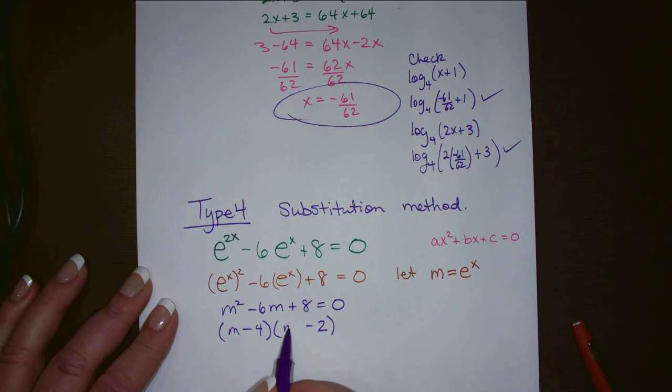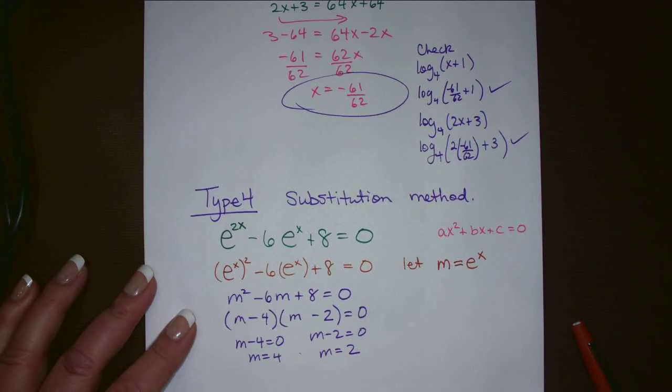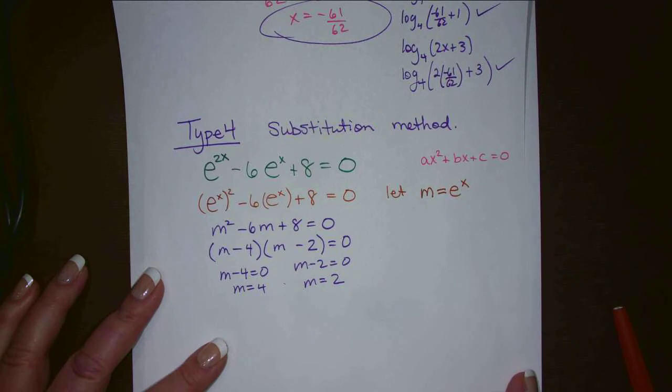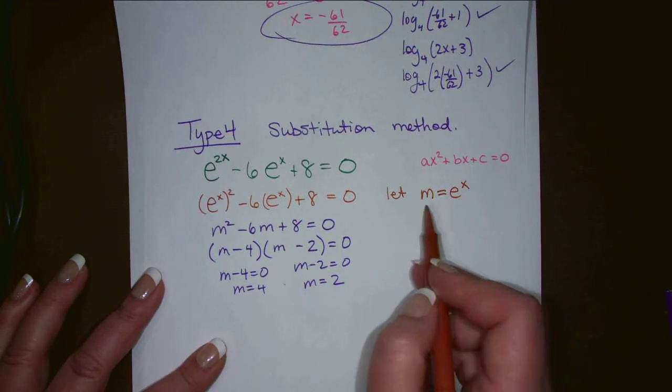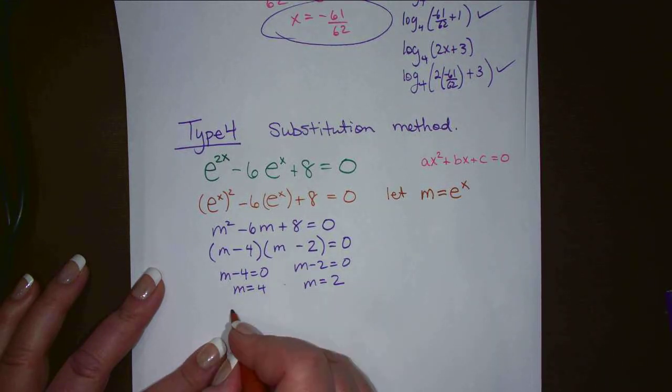All right, now there's a little bit more to it because we do have to go back to the e to the x after. So m minus 4 equals 0, and m minus 2 equals 0. Here they are. Now what do you think we do? We need to go back to the m equals e to the x and write the e to the x back in. So e to the x equals 4.